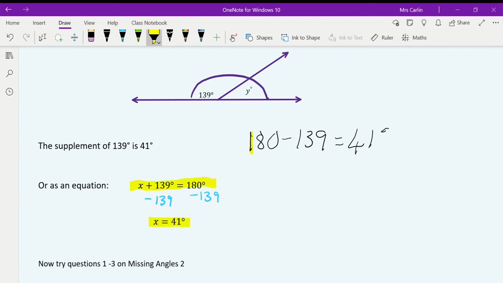Now, your teachers will be on hand during your timetabled maths lessons in order to answer any questions that you may have. Today's work will involve doing a worksheet called Missing Angles 1, questions 1 to 3, and then Missing Angles 2, questions 1 to 3. So please make sure if you're unsure about anything that you just get in contact with your class teacher.